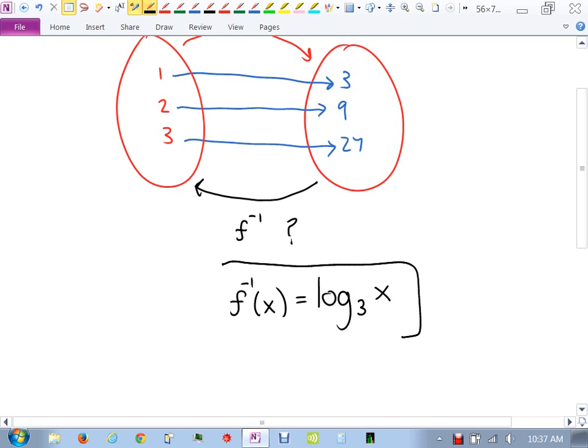This is what the inverse function is, right here. All right. Still have a few minutes. Let's try and do a graph.